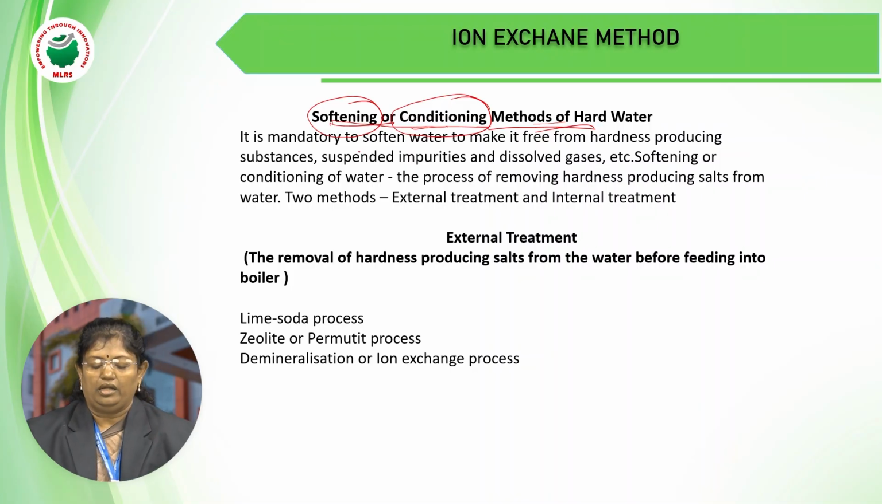It is mandatory to soften the water to make it free from hardness-producing salts, as we have discussed, because in order to use it for both commercial as well as domestic purposes, we need to make it soft water, which means removing the hardness-causing salts. For that, we have two ways in which the hardness-producing salts can be removed from the water.